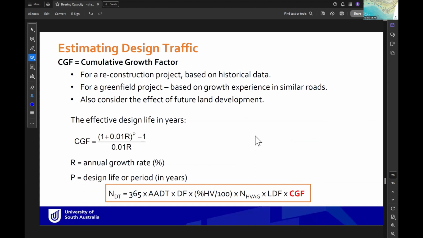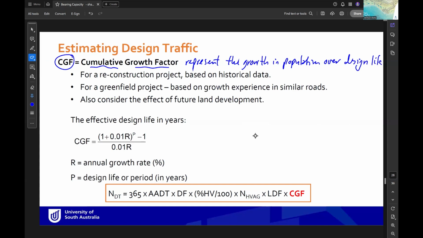And finally, the last factor in this formula is CGF, or the cumulative growth factor, which represents the growth in population over the design life of the project or of the route development. For a reconstruction project, it is based on historical data, so this can give us some hints about the cumulative growth factor. For a greenfield project, it is based on growth experience in similar routes, also considering the effect of future land development. So this parameter should be taken into consideration when we calculate the CGF factor.